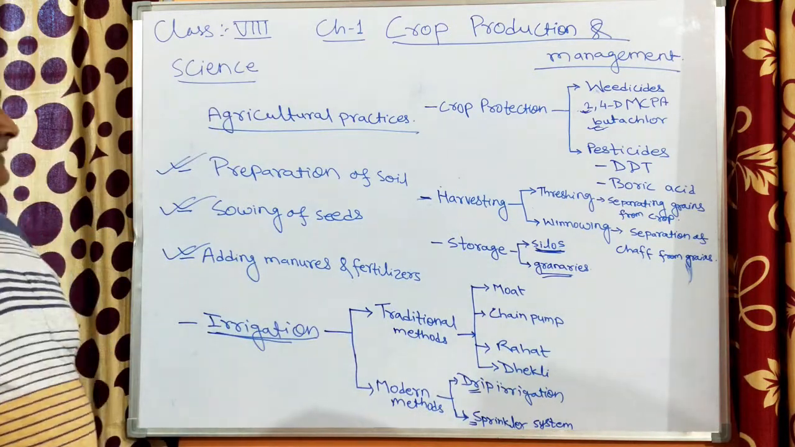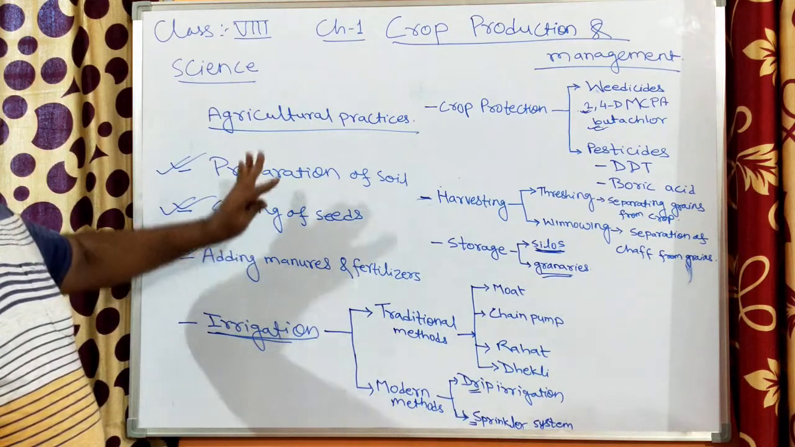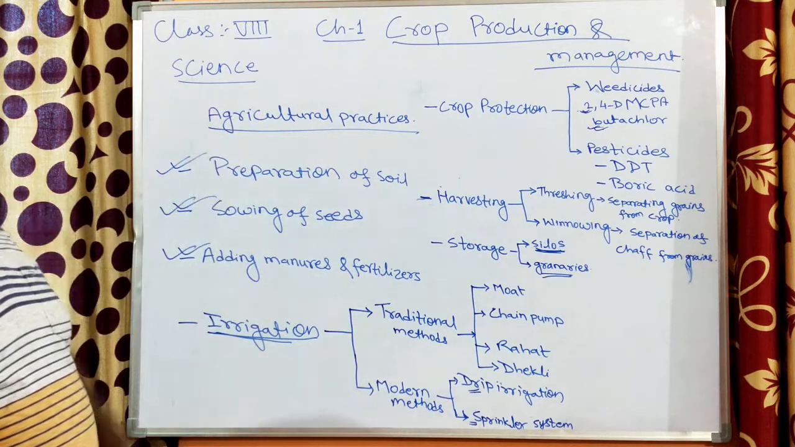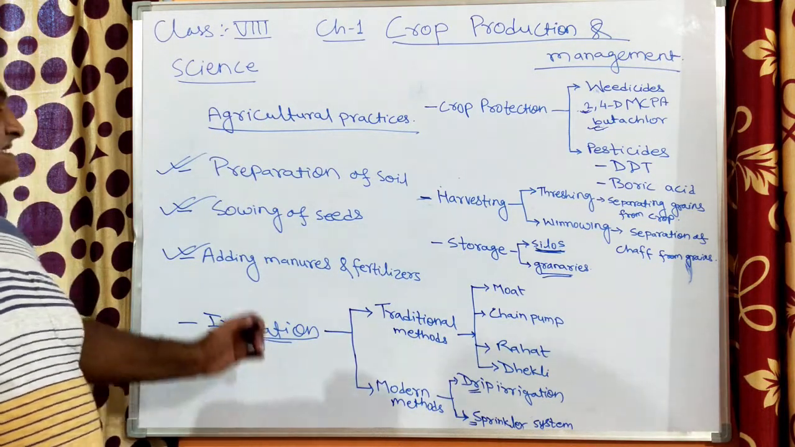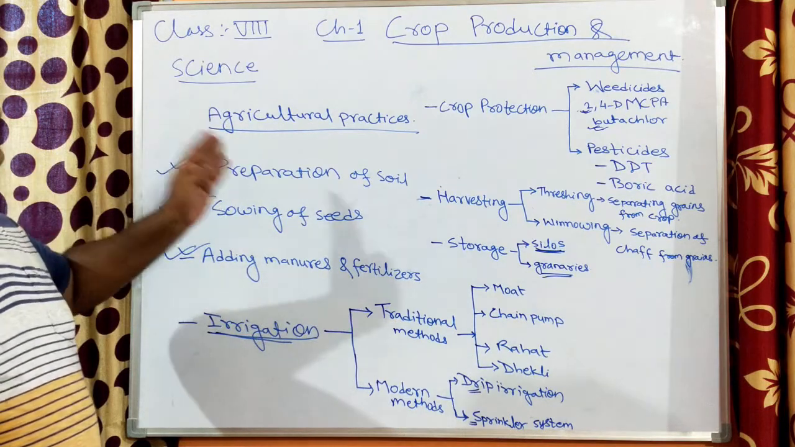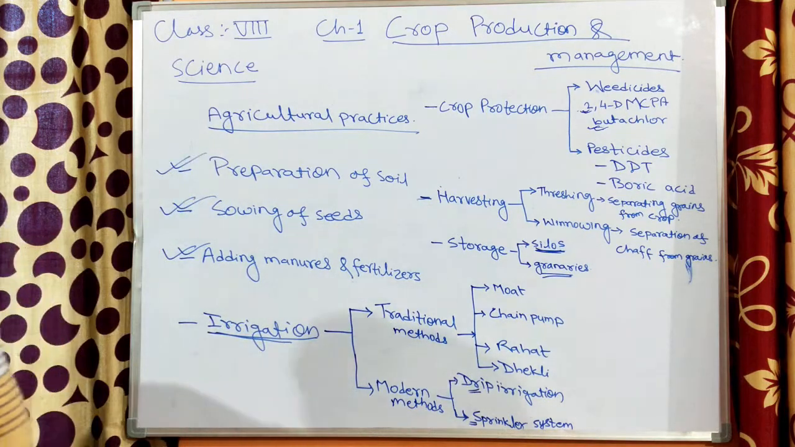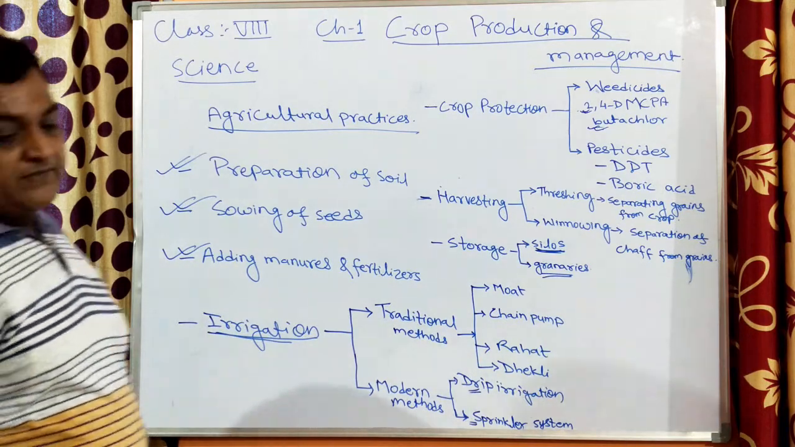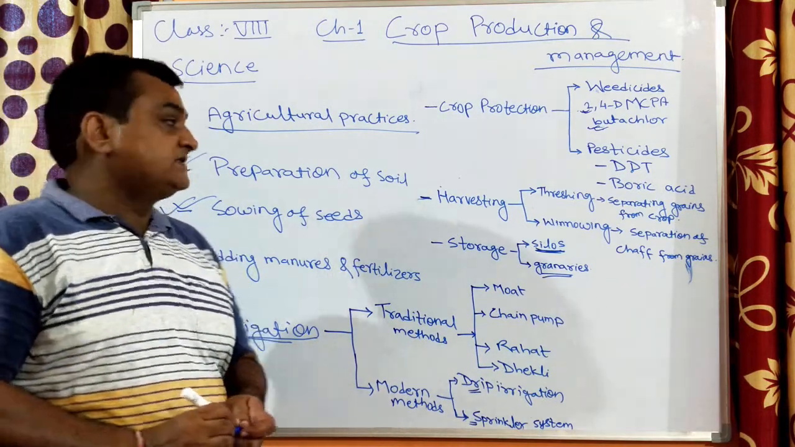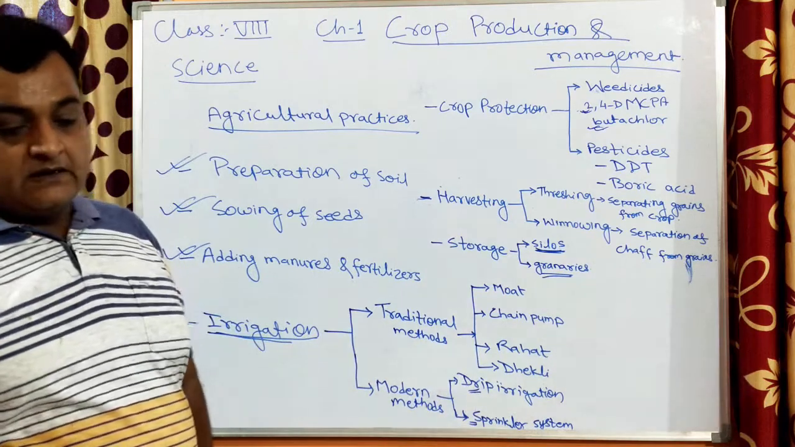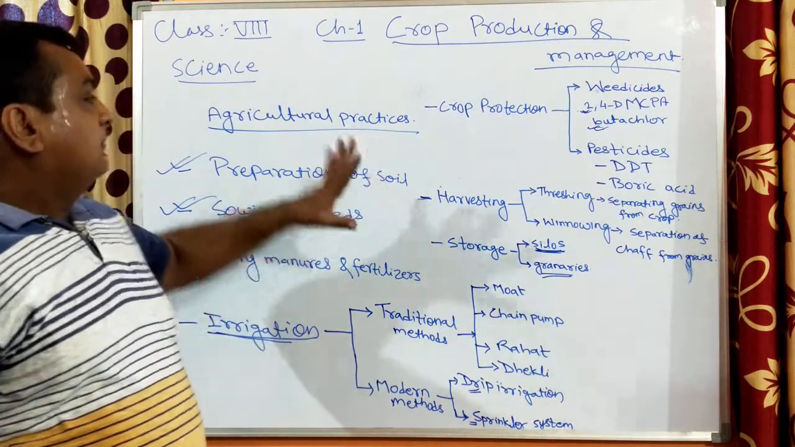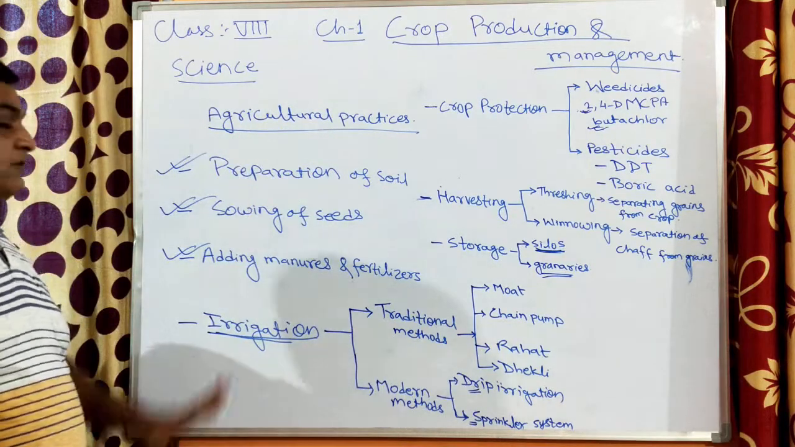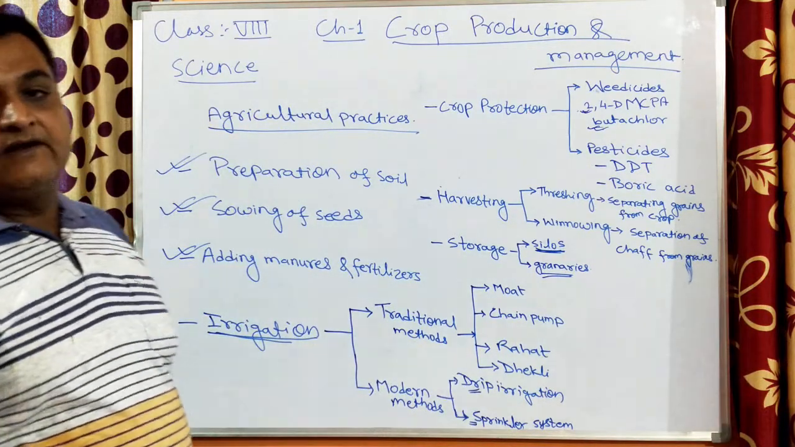In this way, these are the basic agricultural practices, or tasks, that a farmer has to perform for the production of crops. In this way, this chapter is complete. Now, based on the explanation, you can answer the questions given in the exercise.